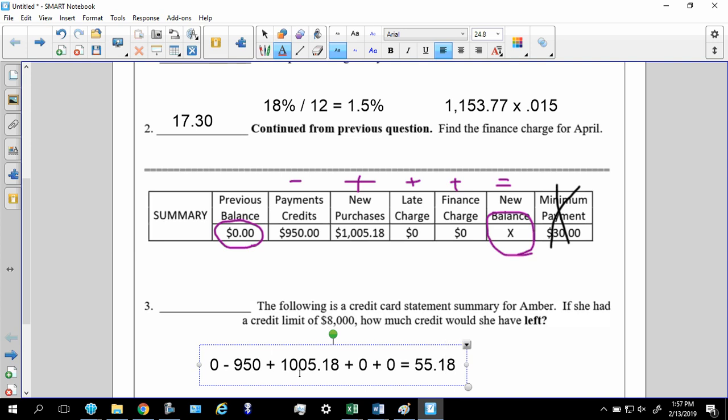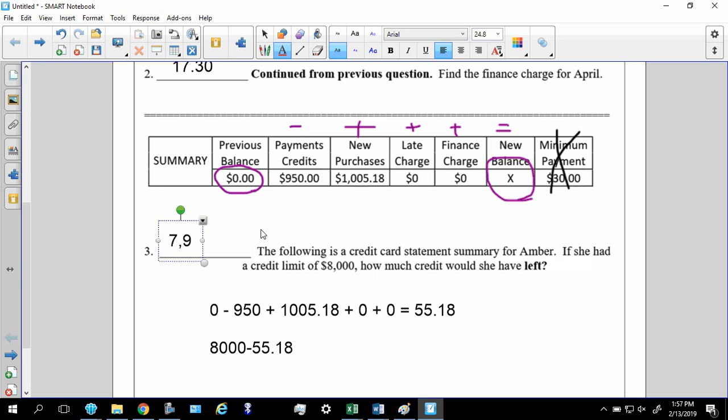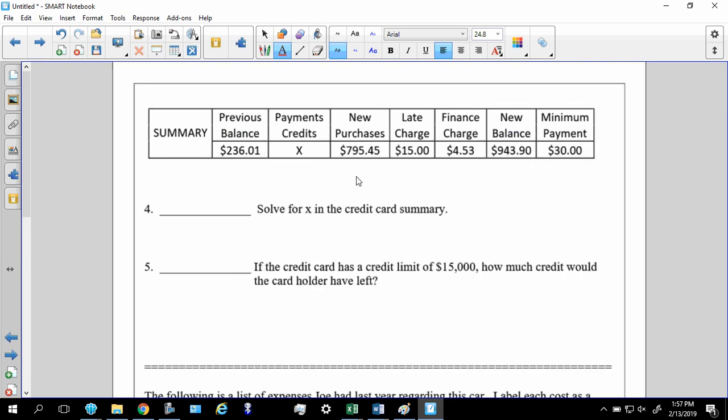Now, it says we have a credit card with a credit limit of $8,000. How much is left? So how much more can we spend? Well, she owes $55.18 now, so we're just going to do a simple subtraction from how much she could have. When we do that, she could spend, Amanda that is, if she wanted to, $7,944.82.